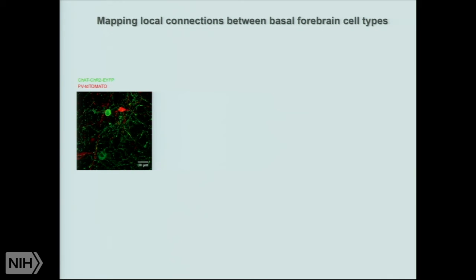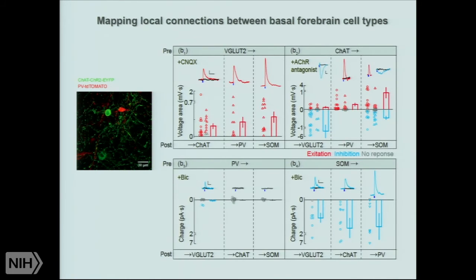And then, of course, we're also interested in the circuit. So one of the things we did was to look at the local circuit within the basal forebrain. So this just illustrates our technique. We would express channelrhodopsin in one cell type, in this case cholinergic, and then fluorescent marker, tdTomato, in another cell type, in this case PV. And then we patch on the red neurons and turn on the light to activate the green neurons and look at the synaptic connection. So this is our data, right?